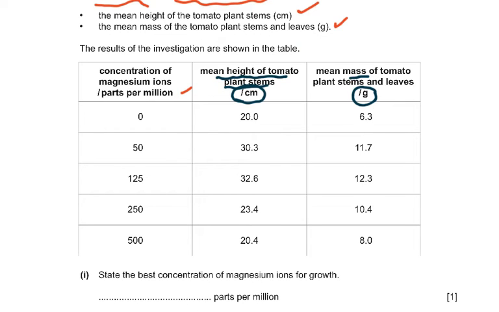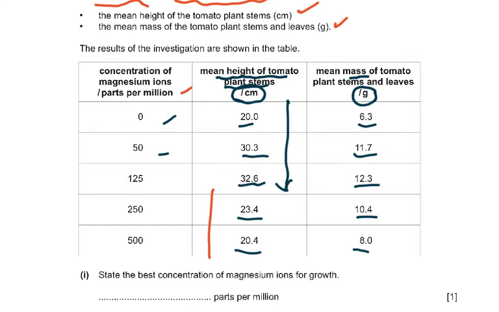So we have 0 magnesium, 20, 6.3, 50, 30.3, 11.7, 32.6, 12.3, 23.4, 10.4, and so on. But then you see there is some sort of linkage here. Look, it's increasing up to here, and then in this one it is decreasing. Similarly here also, if you look at it, it's increasing up till here, and then it's decreasing.